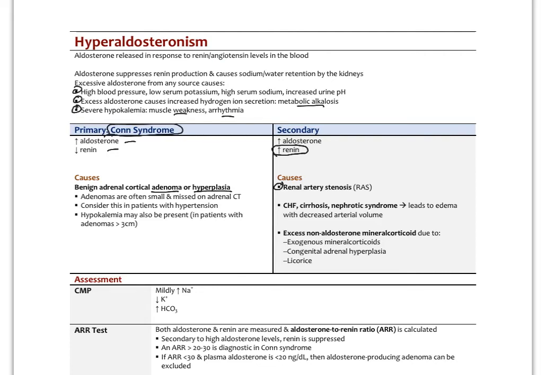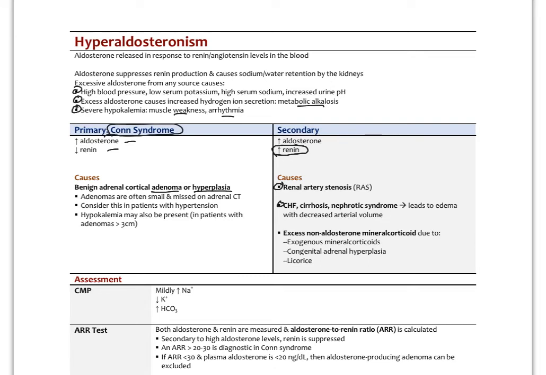What that's going to do is tell the kidneys to secrete more renin, and that's going to raise aldosterone. Congestive heart failure, liver cirrhosis, or nephrotic syndrome. This all leads to edema with decreased arterial volume. That also causes the kidneys to release more renin.